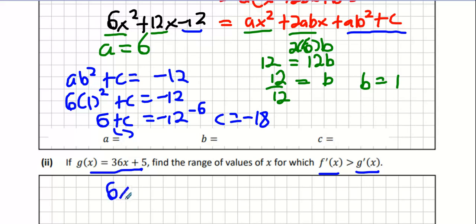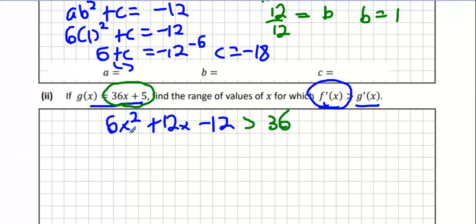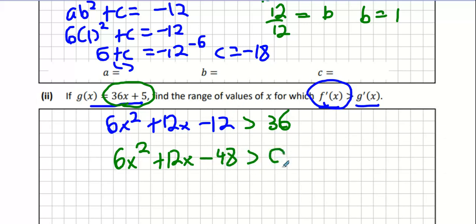It's 6x squared plus 12x minus 12. That is the first derivative, isn't it? Because it's f dash x. G dash x means differentiate what's in the green zone. So differentiate 36x and I get 36. Differentiate 5, it disappears. Bring it all to one side. 6x squared plus 12x. Bring 36 out of your side and I get minus 48 greater than 0.